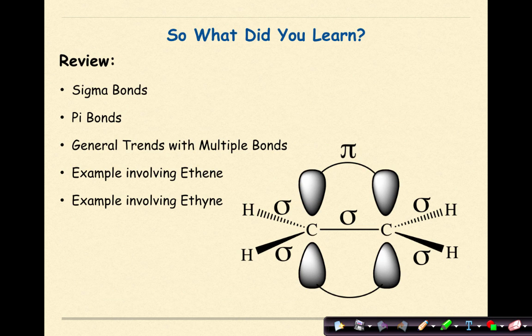So what did you learn? We went over sigma bonds, we went over pi bonds, we looked at general trends with multiple bonds, we looked at an example involving ethene, and we looked at an example involving ethyne.